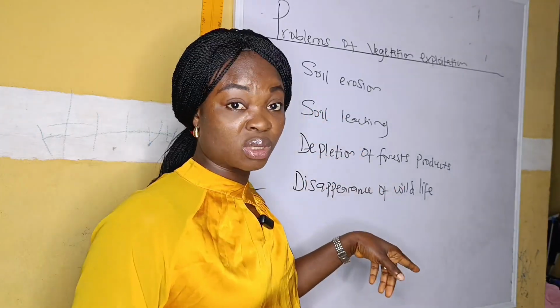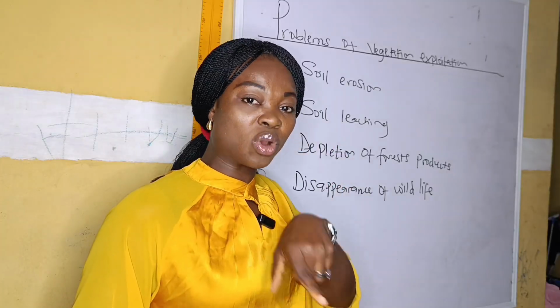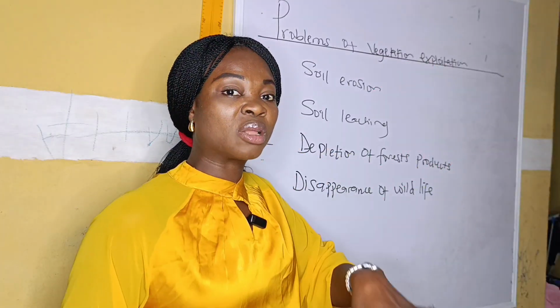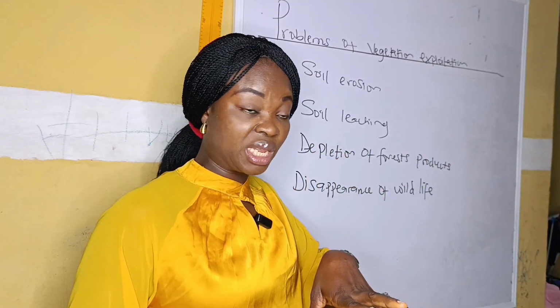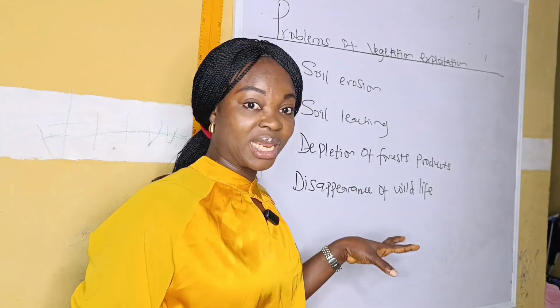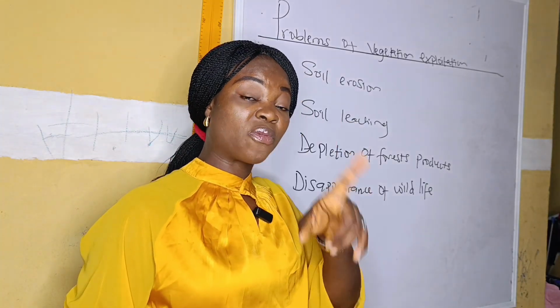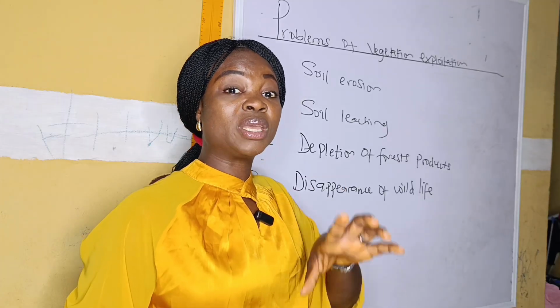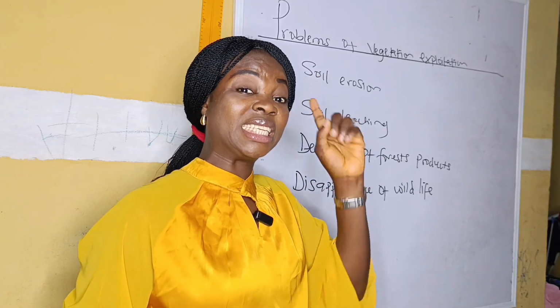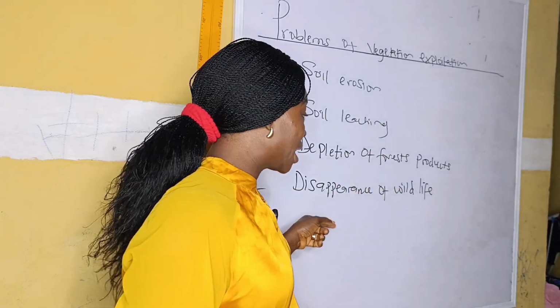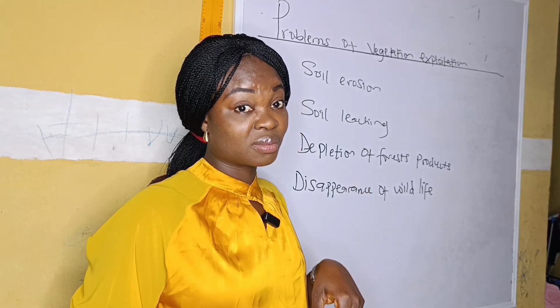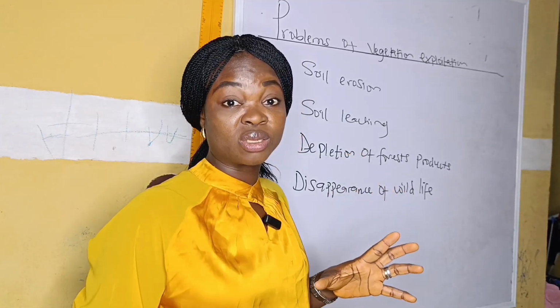Depletion of forest products. Now there should be selective logging, not just cutting down of trees indiscriminately. For the solution of disappearance of wildlife, there should be protection of wildlife, forests, and also there should be law against indiscriminate hunting of wildlife in our forests. That way, there will be no disappearance of wildlife.